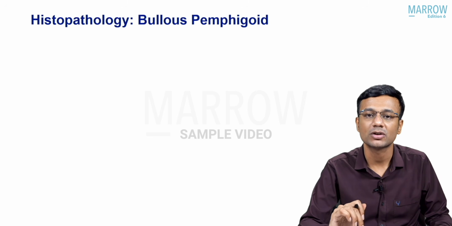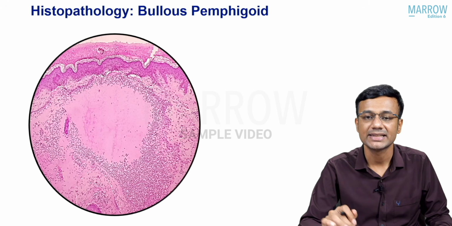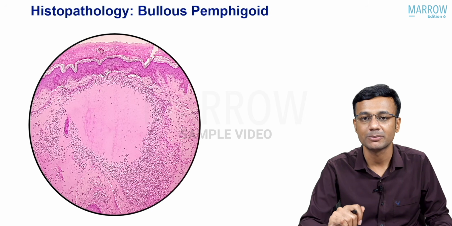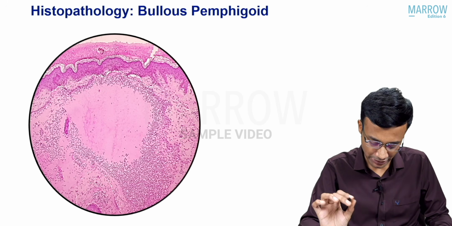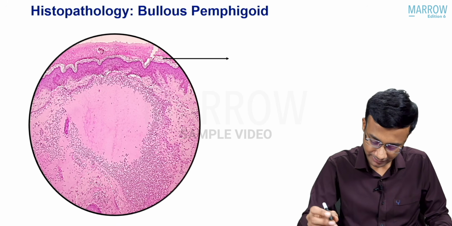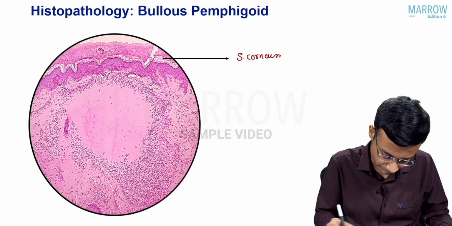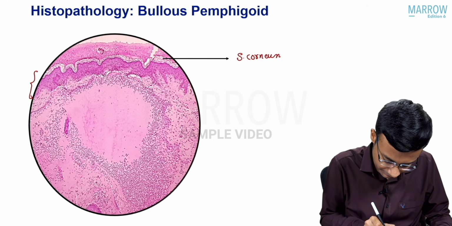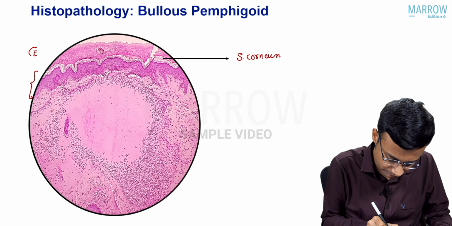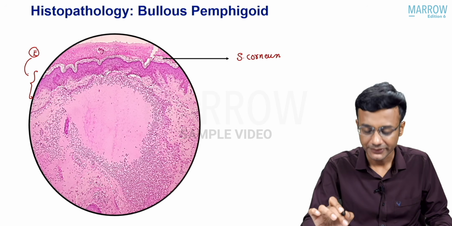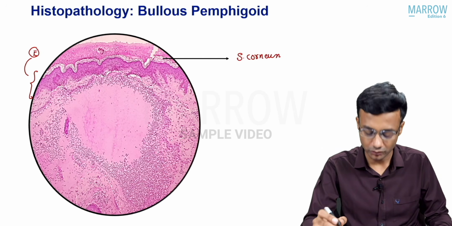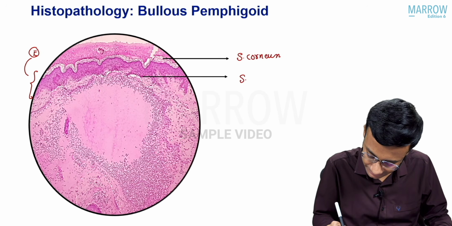Now let's go to the histopathology of bullous pemphigoid. Here there is a histopathological section of a patient with bullous pemphigoid. First, let's mark the parts. The first part we can see here is the stratum corneum. So this whole thing is the epidermis, and the first layer I've marked is stratum corneum. Now let me mark the stratum basale.